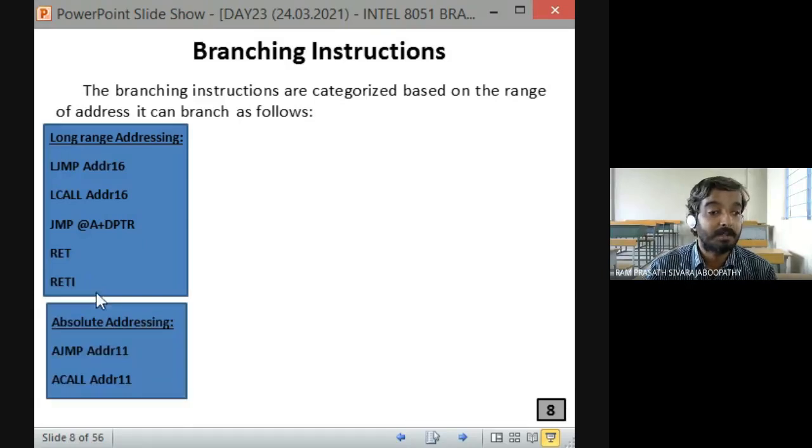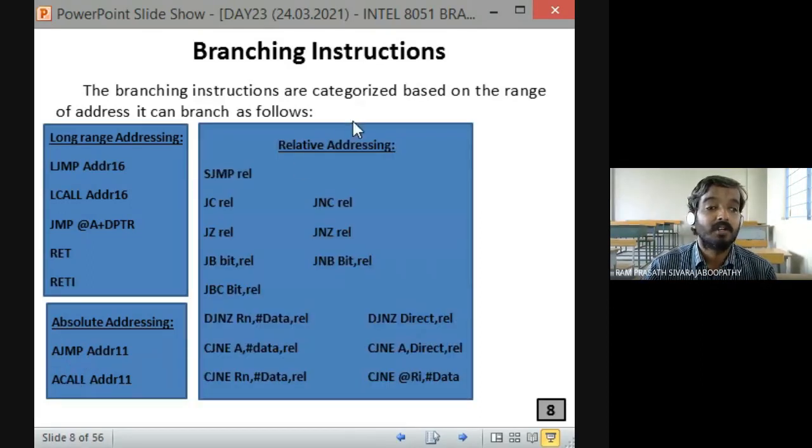In the case of absolute addressing, even though we are mentioning address 11, we are going to provide only 8 bits. The remaining 3 bits are from the AJMP and ACALL opcode. Fine. So relative addressing, SJMP is an unconditional branch instruction. JC means what? This particular instruction, JC, checks which flag? Like your 8085 only. Yes, it will check the carry flag.